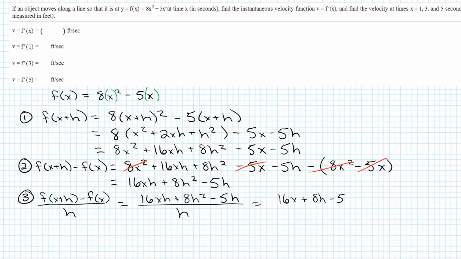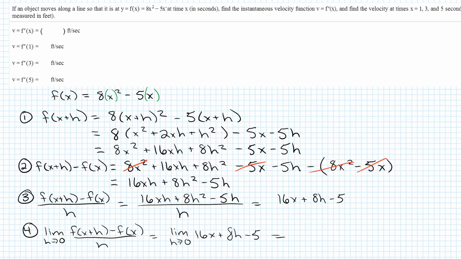Oops, don't want to circle that yet. And then the last step in the four-step process is taking a limit. I'm going to take the limit as h goes to 0 of my answer from the last step, that f of x plus h minus f of x over h. So when I do the limit as h goes to 0 of 16x plus 8h minus 5, I plug in the 0 for the h. That's going to leave me with 16x minus 5 for my answer. That is my derivative. That is my instantaneous velocity function. So that is 16x minus 5.